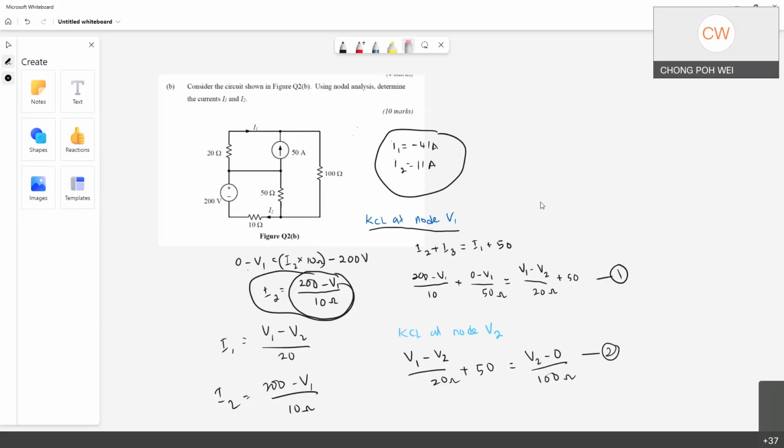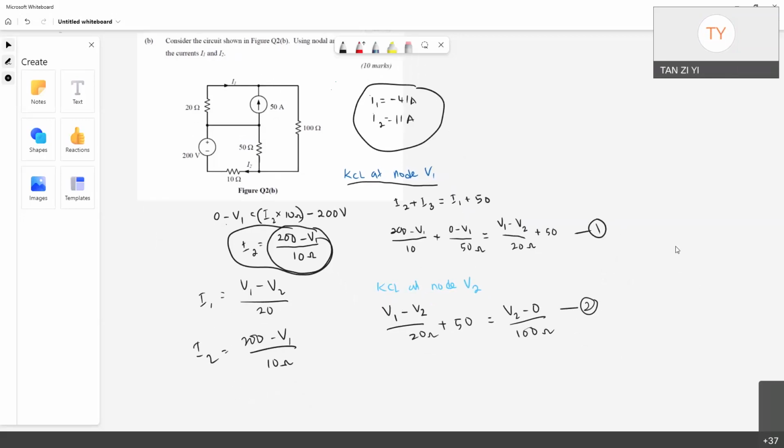Doctor, can I ask if my simultaneous equations are in fraction form, is it acceptable? I arranged them in fraction form, something like fractions of V1 plus fractions of V2 equal to... Oh, okay. No problem. Okay, thank you, doctor.